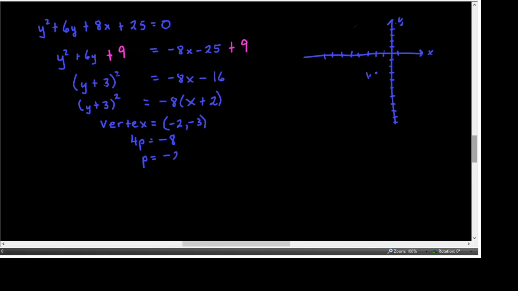So p is -2. Remember, when p is negative, that means we're either moving left or down. Because this is a y squared, it's not a function, which means it will open left or right. If p is negative, that means it will open to the left. So I'm going to move to the left 2, and that's the focus right there. And since I have to find the coordinates of the focus, I'm going to just count and see where it is. It's at -4, -3.